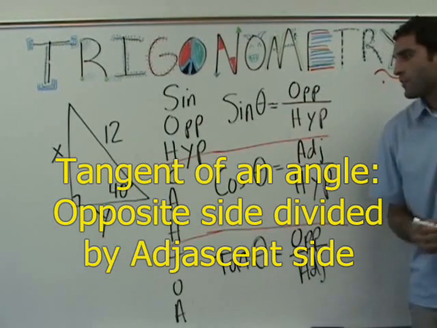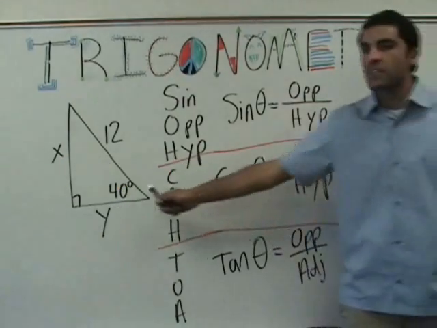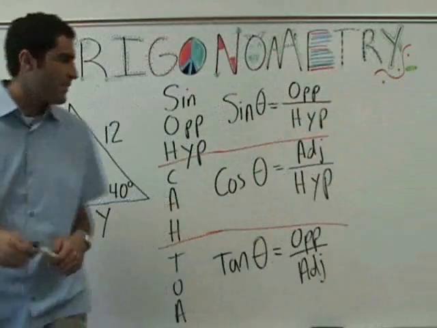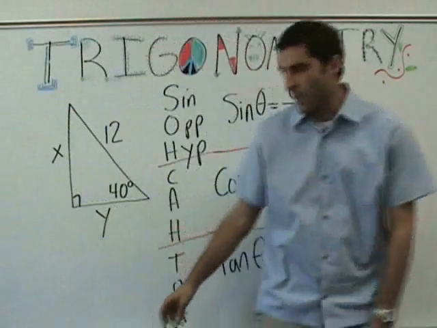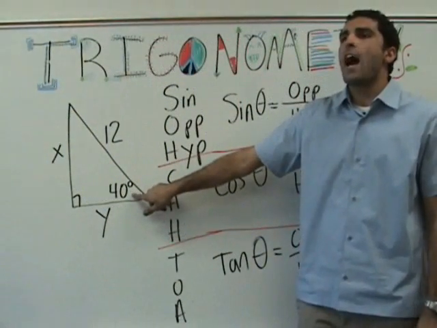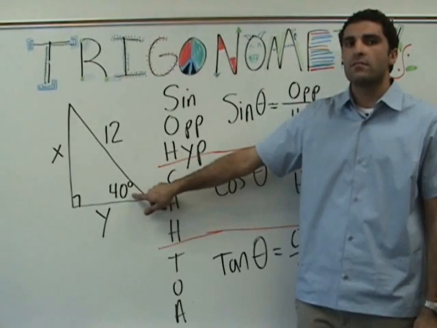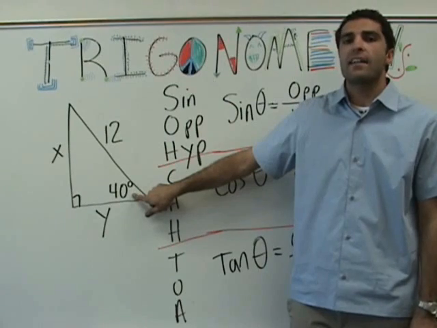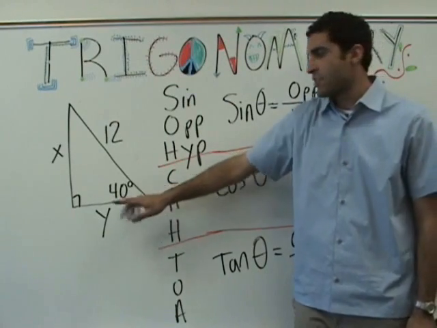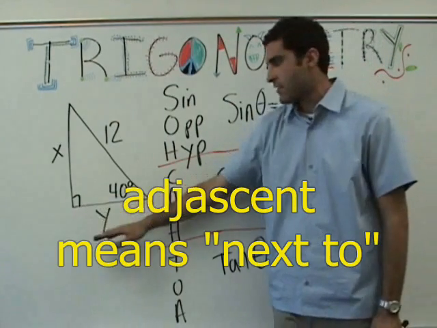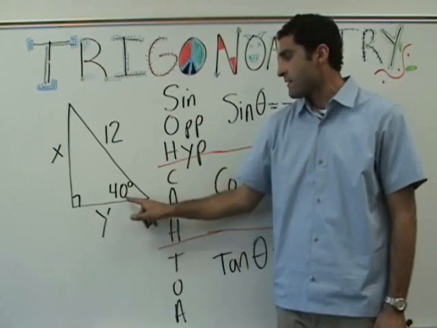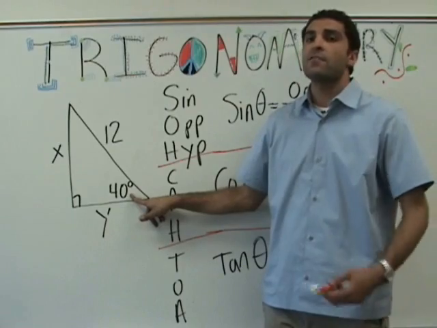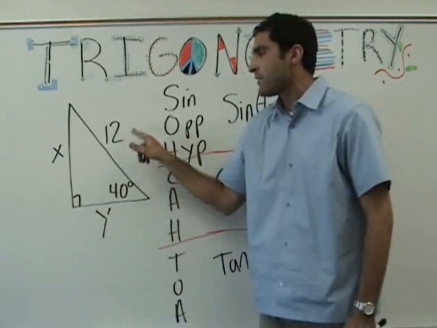Good job. So, we start at an angle, 40 degrees. What is the opposite side to 40 degrees? X. X is correct. What is the adjacent side to 40? Y. Y is adjacent. Adjacent means next to. And what is the hypotenuse? 12. Hypotenuse is always opposite the right angle.